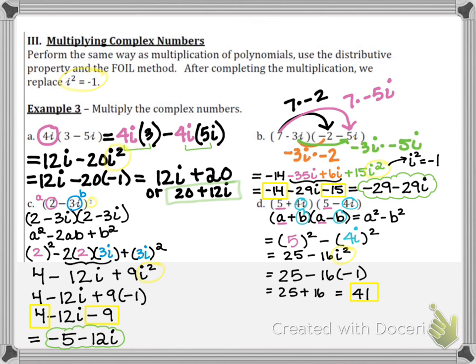I hope you enjoyed this video, and now you are a master at multiplying complex numbers.